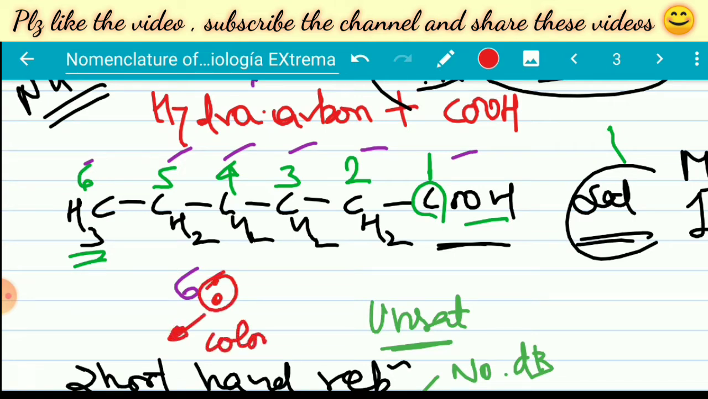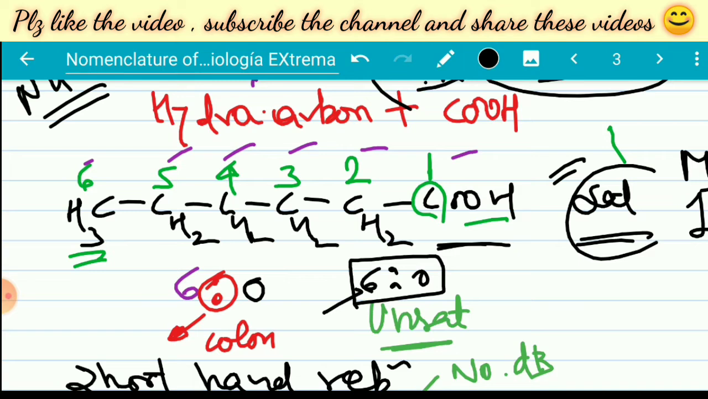We write colon, and then we write the number of double bonds. But as we can see, this is a saturated fatty acid, so it has no double bonds. So we will write a 0 to it. So we can write 6:0. This tells us about the fatty acid, that it has 6 carbon atoms and no double bond, and we can draw the fatty acid from this information only. We can draw it easily.